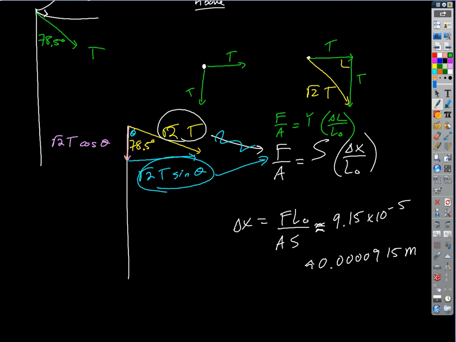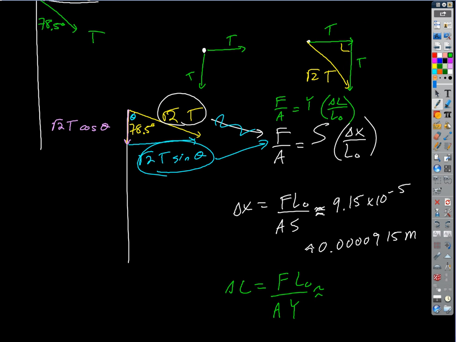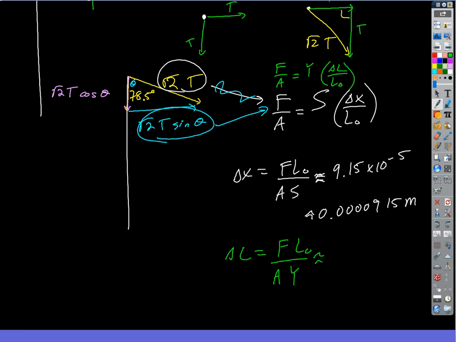We just get delta L equals F times initial length divided by area times Young's modulus. And we can put all that stuff in too, right? So the only differences are the modulus is Young's modulus, and the force is going to be the one that we calculate using cosine instead of sine, right? So we can probably do all this just right on our calculator.